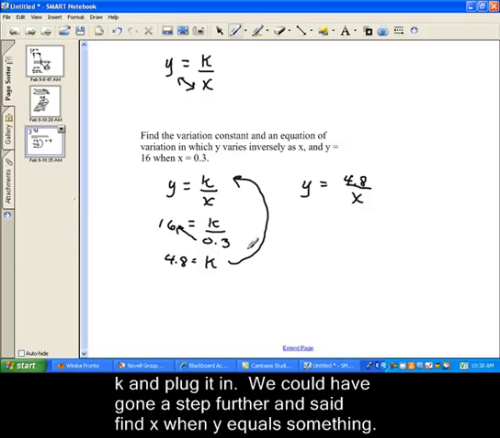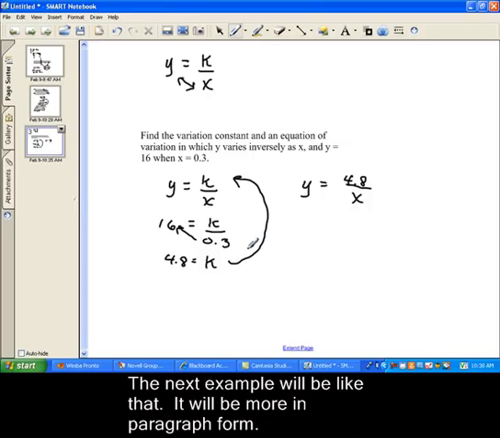Now, we could have gone a step further and then said, find x when y equals something. And we could have just plugged those in and found new values. That's what we're going to do in the next example. And it's going to be more of a word problem. It's going to be something that's more in paragraph form instead of sentence form. So we're going to look at example 4 in your book.